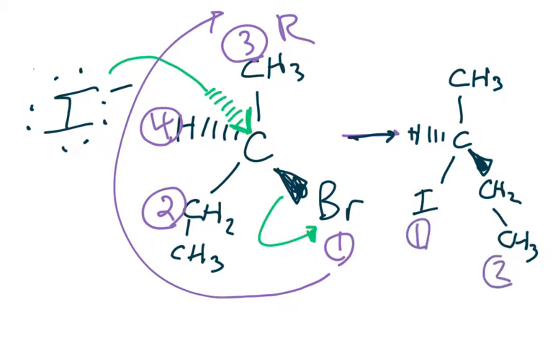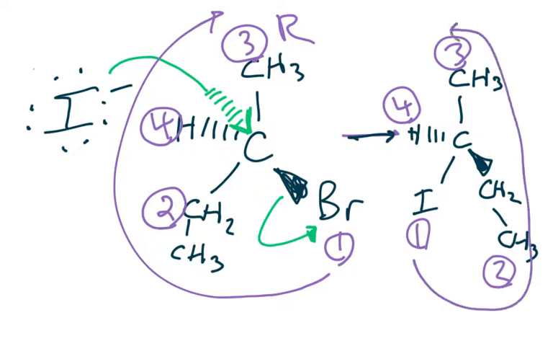1, 2, 3, 4. If I'm going too fast, pause the video and think of it yourself so that we are on the same page. Okay, 1 to 2 to 3. That is S. So this is the backside attack. This is called inversion of configuration. So we are basically taking the stereochemistry and we are switching it.